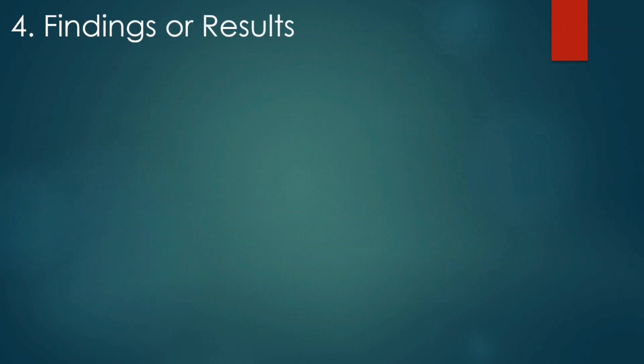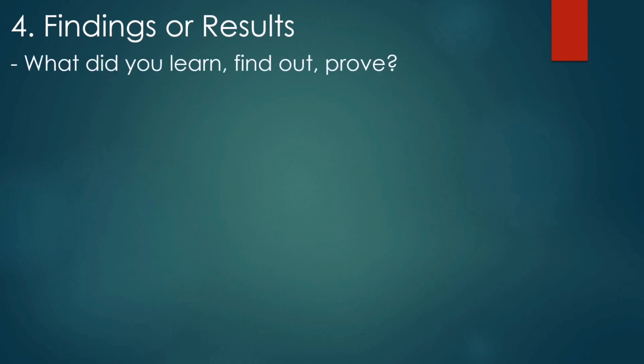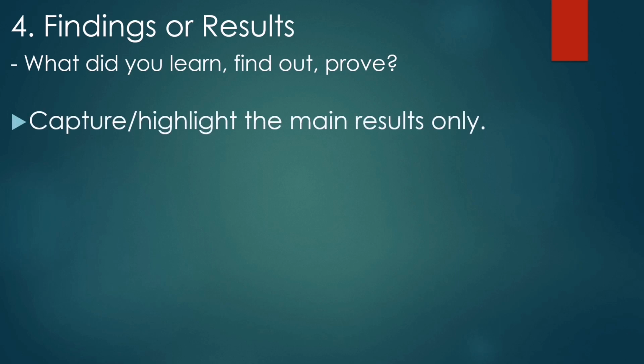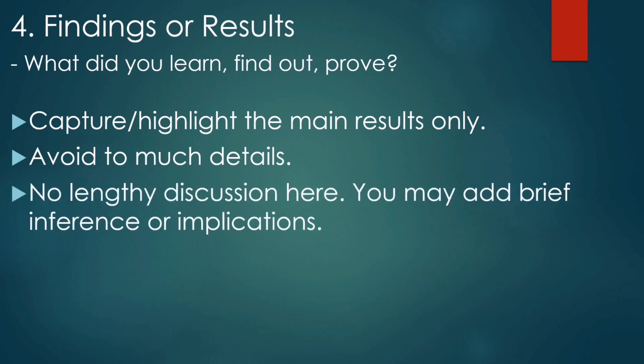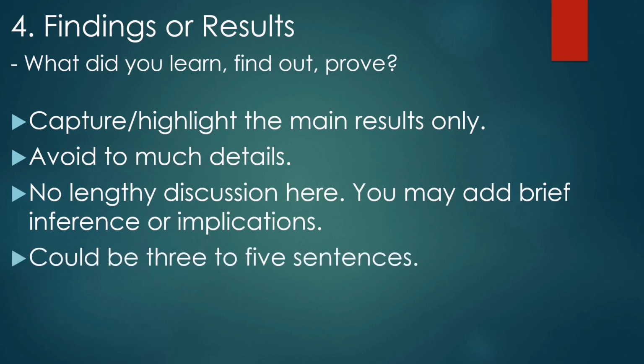The fourth element of the abstract is the findings or result. The sentence in this section answers questions like: what did you learn? What did you find out? Or what did you prove? In writing, just capture or highlight the main results only. Avoid too much detail. No lengthy discussion here. You may add a brief inference or implications. It could be 3 to 5 sentences.